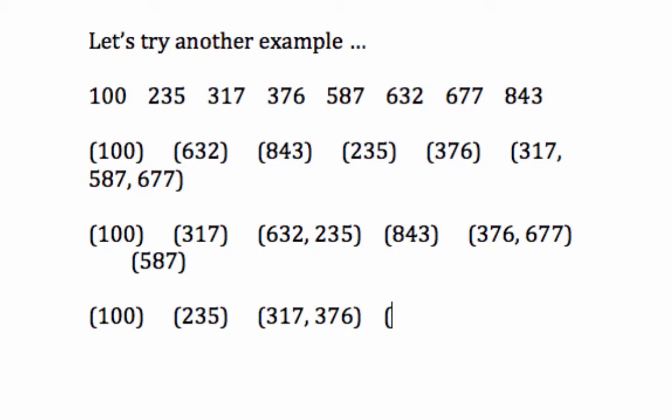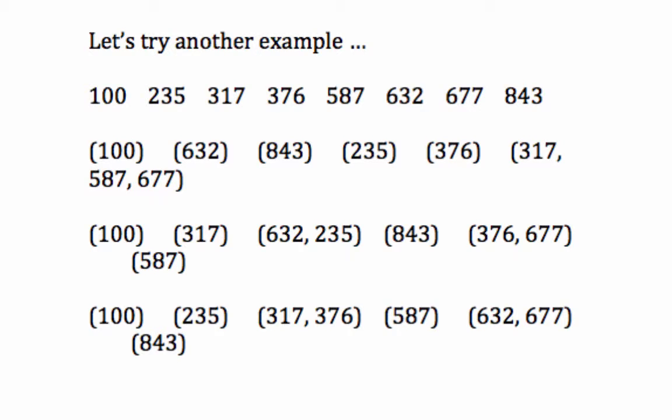Next bucket, numbers that start with 4, none. Numbers that start with 5, there is only one, 587. Next bucket, numbers that start with 6, 632 and 677. So I'm going to put there 677. And my next bucket, as you can guess, is numbers that start with a 7. There are none. Numbers that start with an 8, 843, and I'm done because there are no numbers that start with 9.